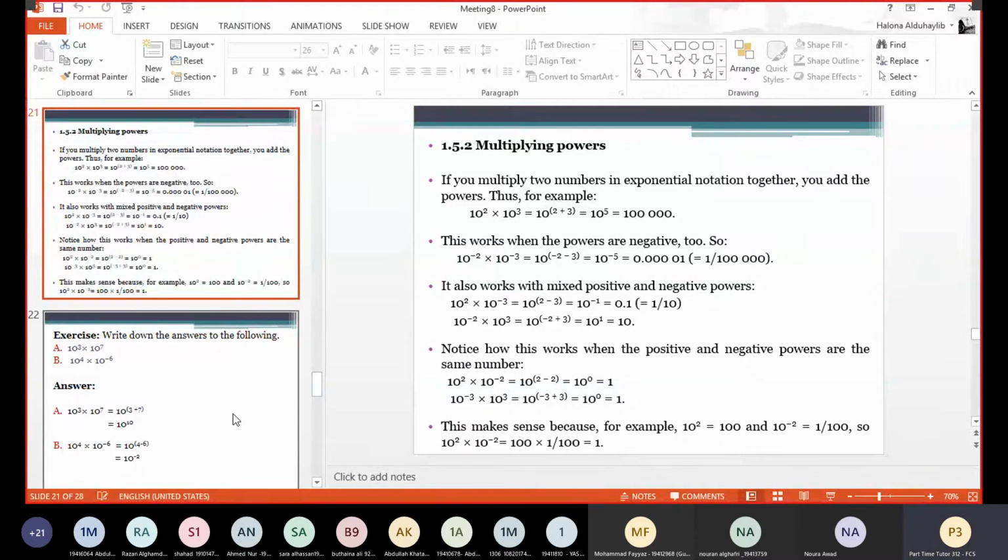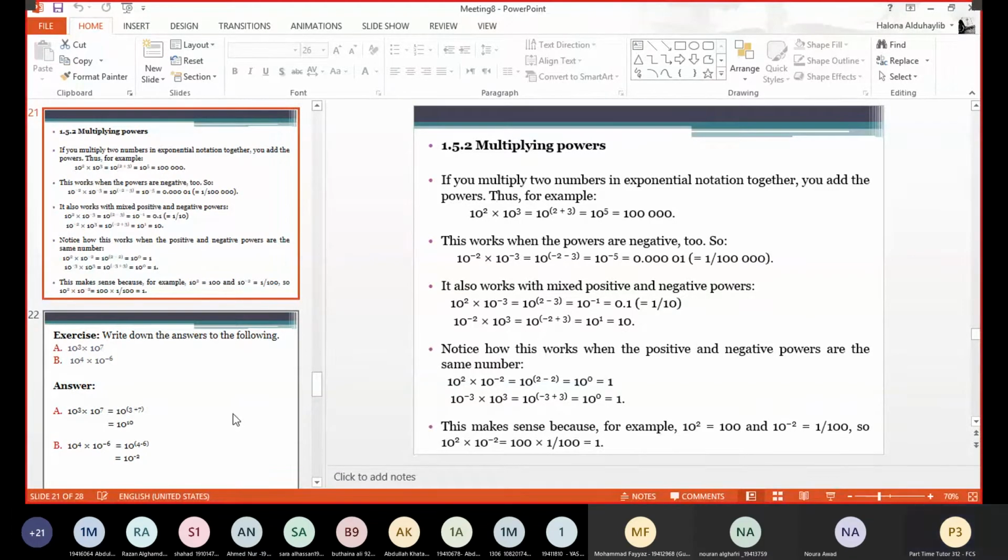Multiplying powers. The basics of multiplying powers: the base is the same. We look only at the powers. If they are positive, you will add them together. If they are negative, you will add them together, but with negative sign. If one of them is positive, one of them negative, you will subtract them from each other and you will get the sign of the higher value.